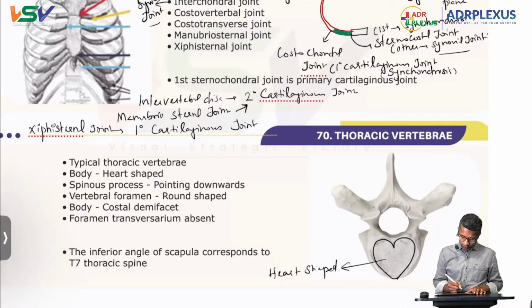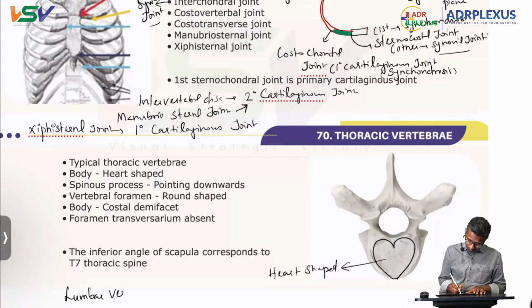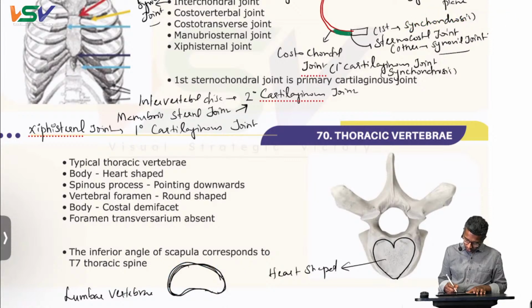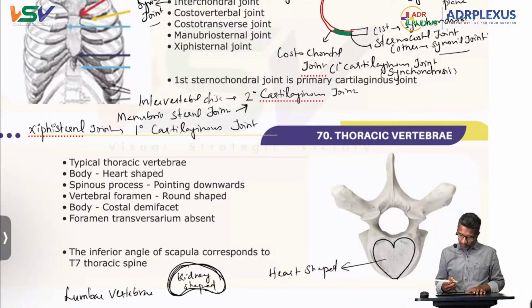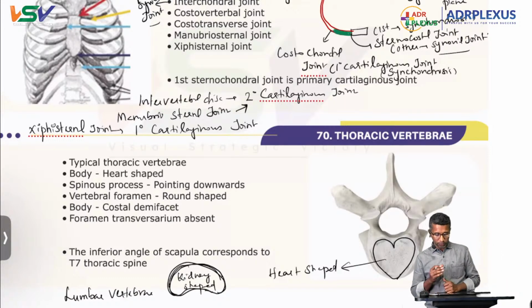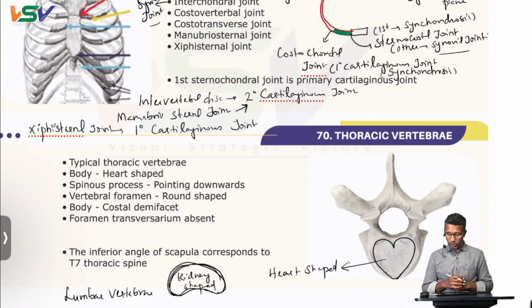If you take a lumbar vertebra, the lumbar vertebral body will be like this. It is bean shaped, or kidney shaped, or reniform shaped. So the lumbar vertebra has a kidney shaped body, whereas the thoracic vertebra has a heart shaped body.